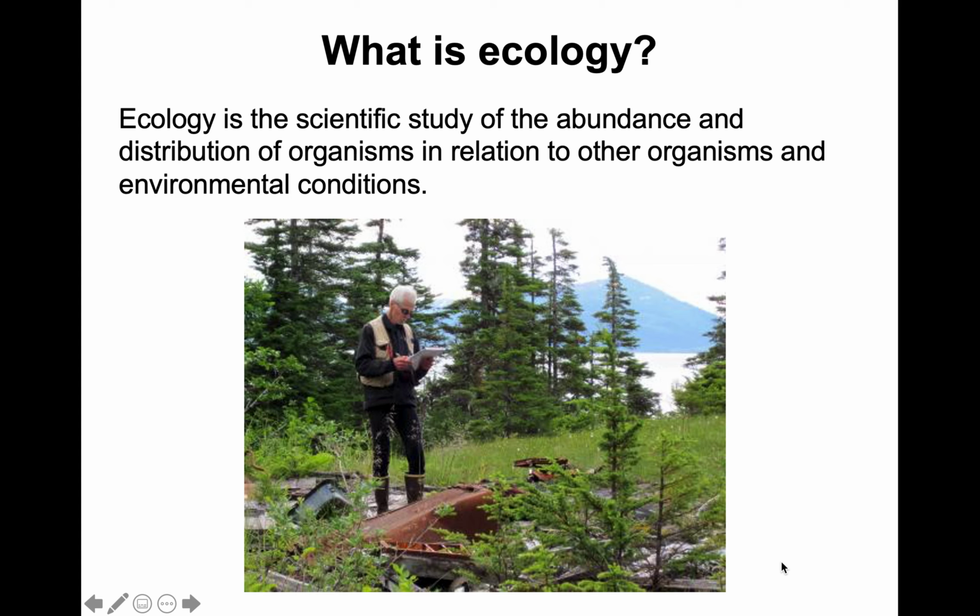A good definition of ecology from your textbook is that ecology is the scientific study of the abundance and distribution of organisms in relation to other organisms and environmental conditions. Notice that the definition includes both biotic and abiotic features. A slightly simpler way to say the same thing would be to say that ecology involves the interaction of organisms with each other and the environment. That's also a definition provided by your textbook in Chapter 1.